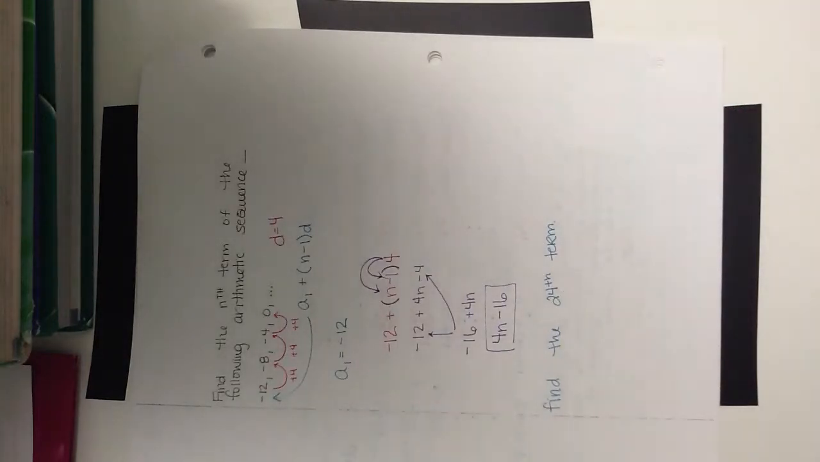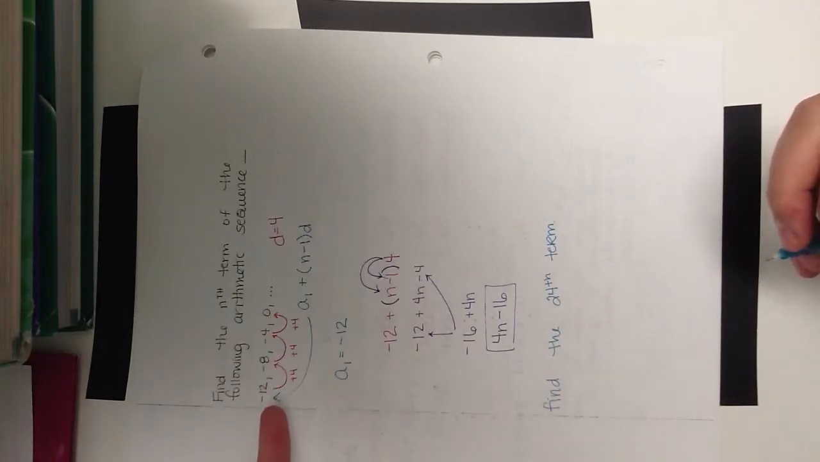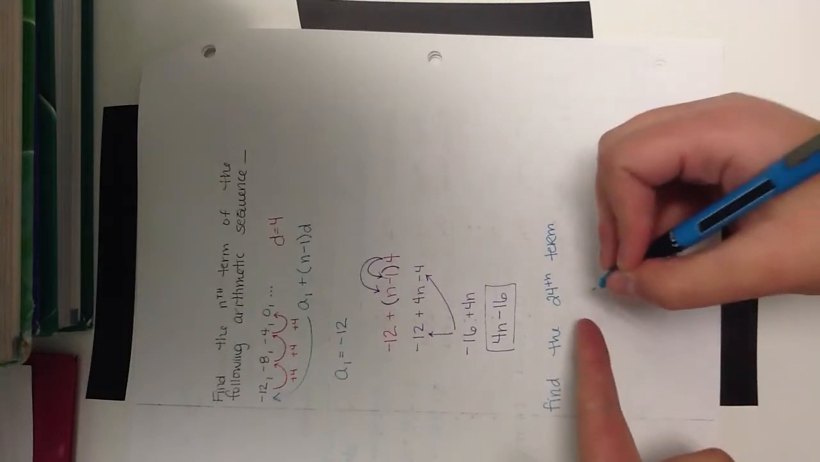Now, if we're using smaller numbers, like what if we wanted to find the 9th term? It might just be easier to just add 4. But what if they wanted us to find the 342nd term? I'm not going to add 4 342 times to find the answer. I'm just going to plug in the n that I want.